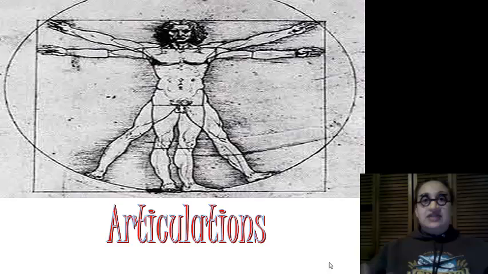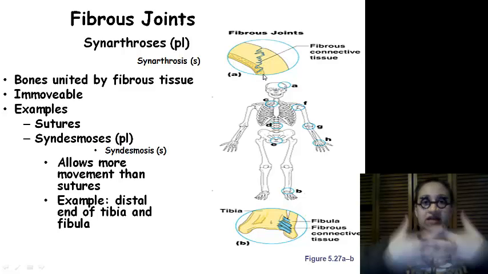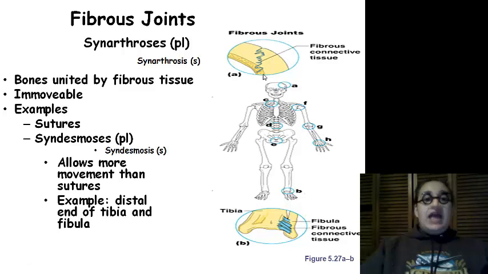Moving on to articulations, which are going to be joints. We have our fibrous joints, or our synarthroses. That's the plural. Synarthrosis is talking about singular, one. And we have two different types. We have our sutures, which are found in the skull. Again, these are immovable. And then we have our syndesmosis, or syndesmoses, which allow more movement.